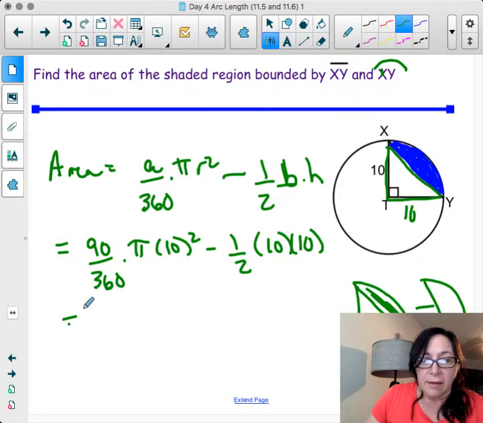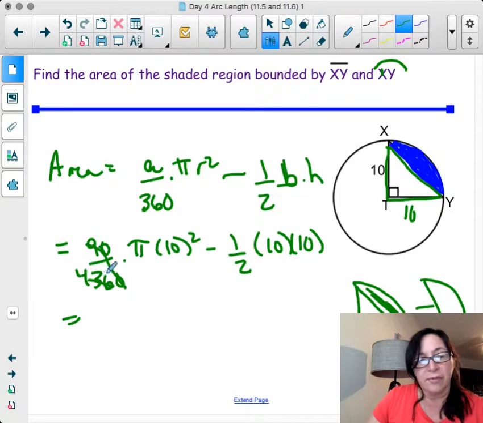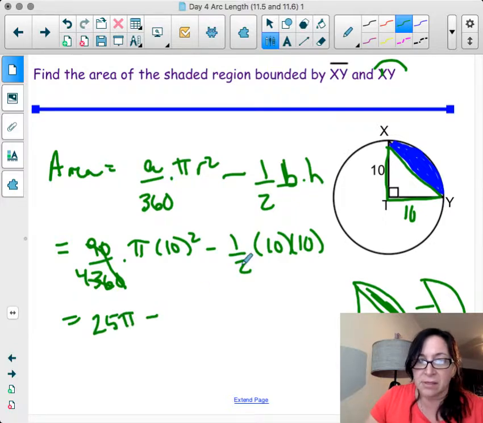Okay, so we have zeros cancel. This becomes 4. We have 100. 100 divided by 4 is just 25. So that's 25 pi minus, 2 goes into 10 5 times, 5 times 10 is 50. So this is my area of that little blue area right there, that shaded region.